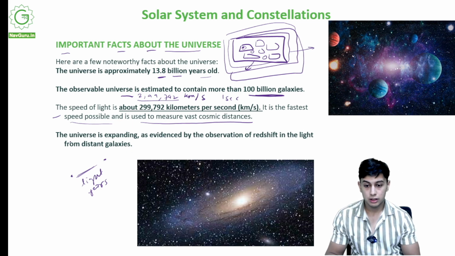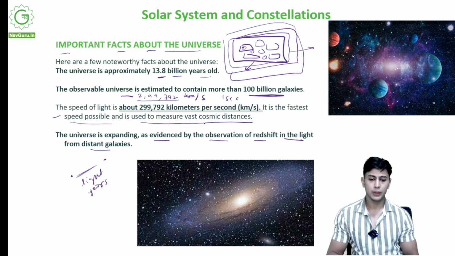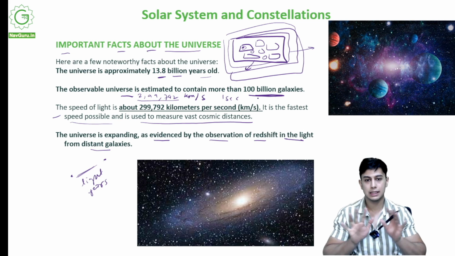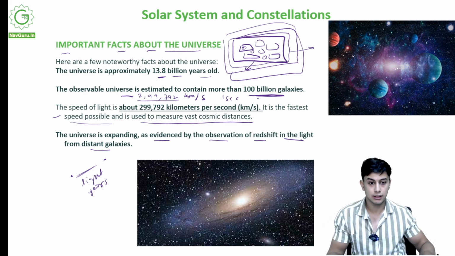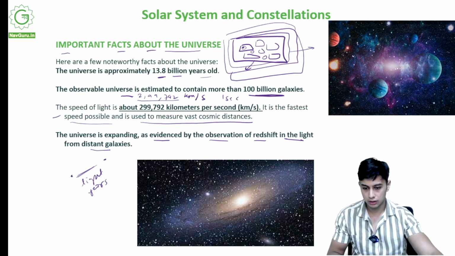Alright. The universe is expanding, as evidenced by the observation of redshift in the light from distant galaxies. We can see a shift in the light coming from various galaxies. Earlier it was a little brighter, now it's not that bright. That means the universe is expanding. It is still increasing. Alright, still being formed. So these are some important facts about this universe.